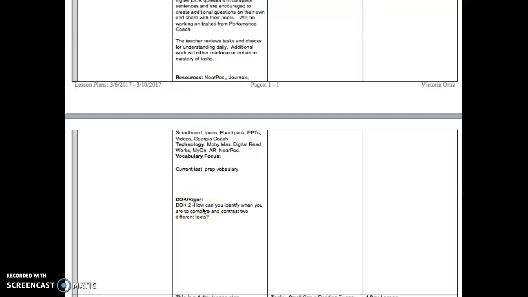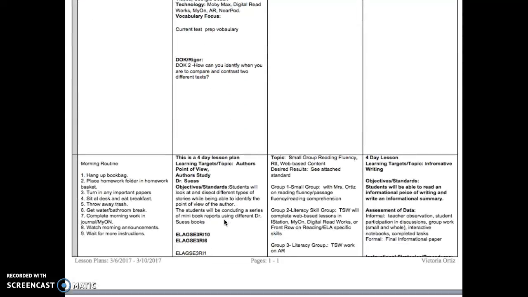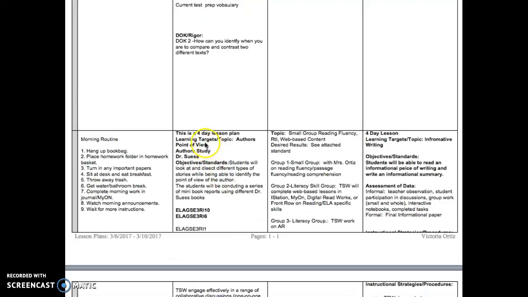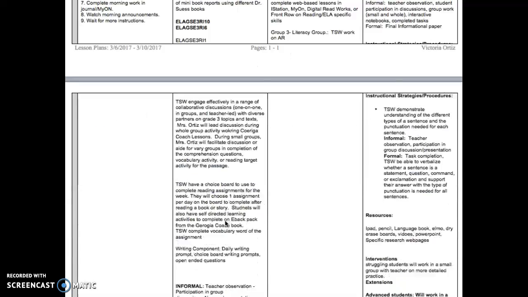This day would be a DOK 2. How can you identify when you are to compare and contrast two different texts? And then, of course, we continue our author study. This one's from Dr. Seuss, and our standards that are going to be covered that day.